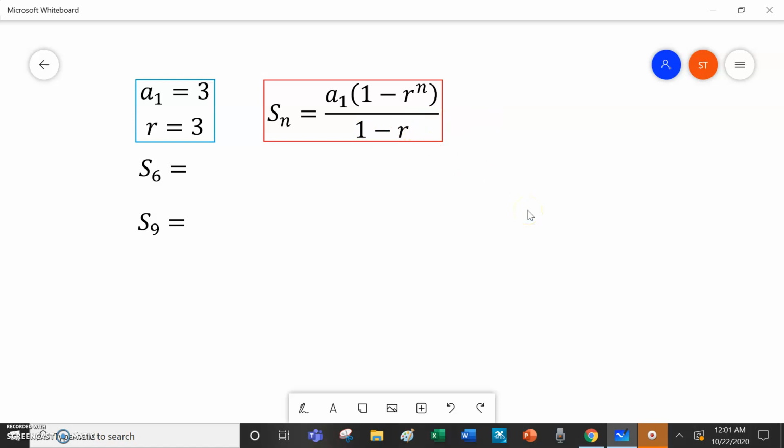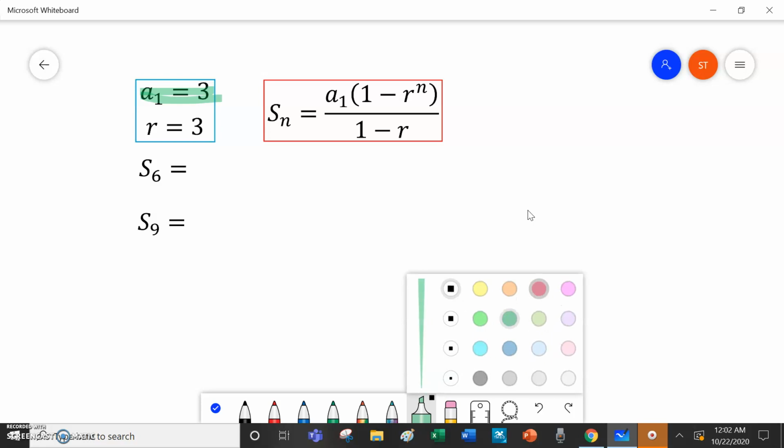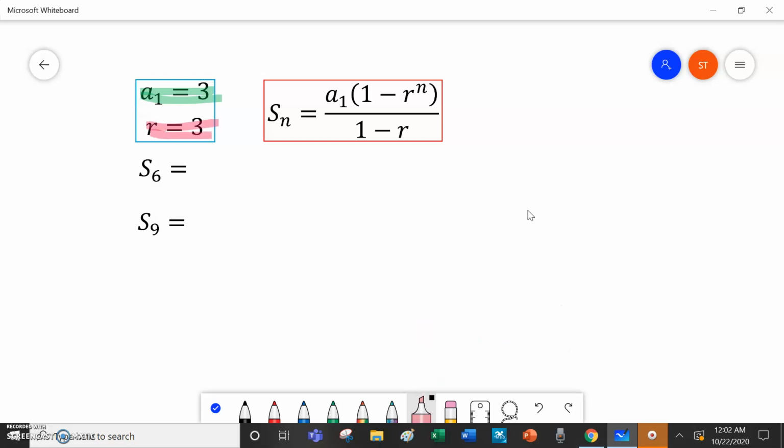So we just need our first term. We need to know what our sum is going to be up to, and we need to know the common ratio. So we are given our first term right here, a1 value. We are given our common ratio, our r value right there. So we are ready to go ahead and plug those into the formula as needed.